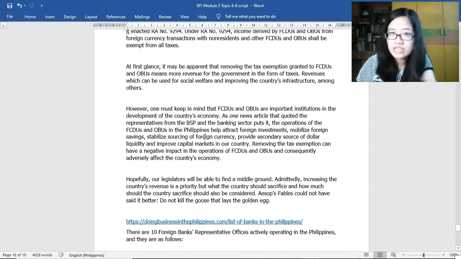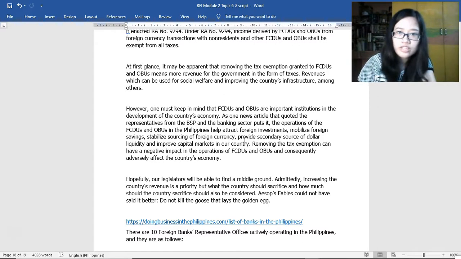However, one must keep in mind that FCDUs and OBUs are important institutions in the development of the country's economy. As one news article that quoted the representatives from BSP and the banking sector puts it, the operations of FCDUs and OBUs in the Philippines help attract foreign investments, mobilize foreign savings, stabilize sourcing of foreign currency, provide secondary source of dollar liquidity, and improve capital markets in our country. Okay? Removing the tax exemption can have a negative impact on the operations of FCDUs and OBUs and consequently adversely affect the country's economy. So damay-damay na yan, it's a chain reaction. Hopefully, our legislators will be able to find a middle ground.